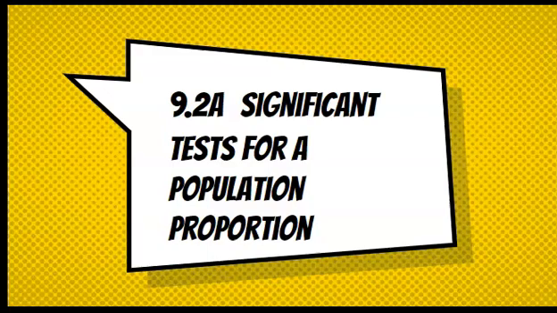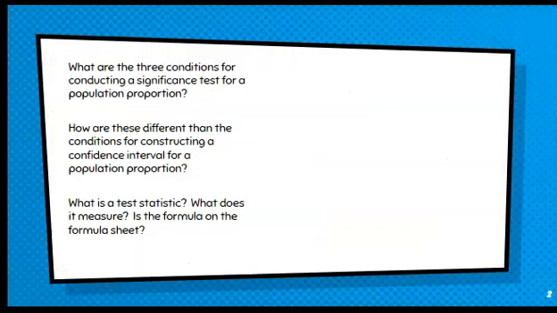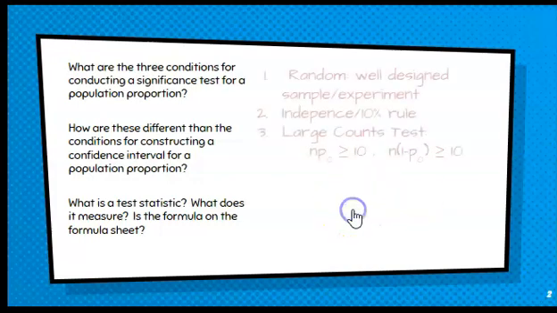All right, in 9.2a, we're going to look at how you actually do a significance test for a population proportion. Several questions we're going to answer with this slide. First, what are the three conditions for conducting a significance test for a population proportion? There's three of them, and they should look a little familiar from our chapter on confidence intervals. So let's look at this.